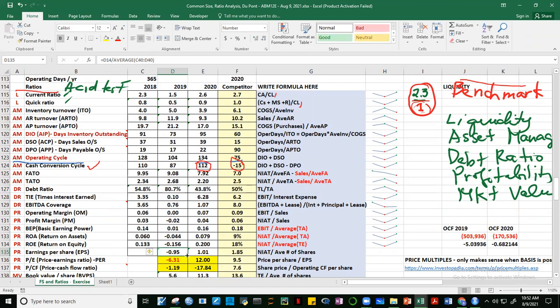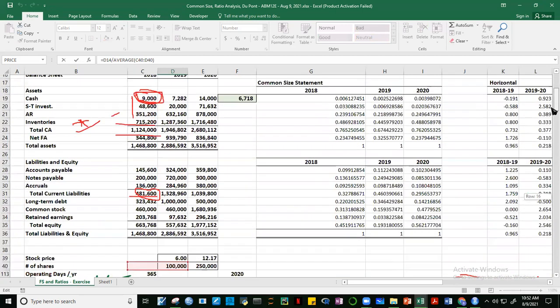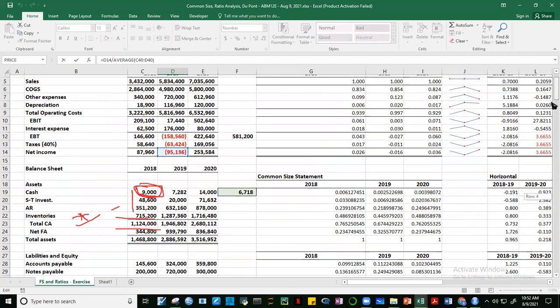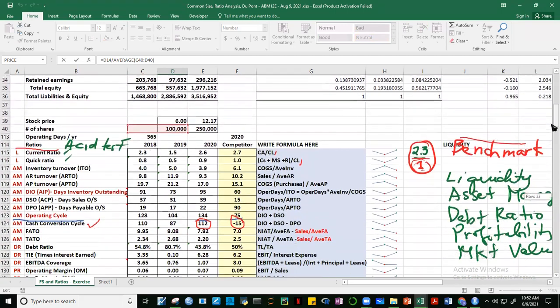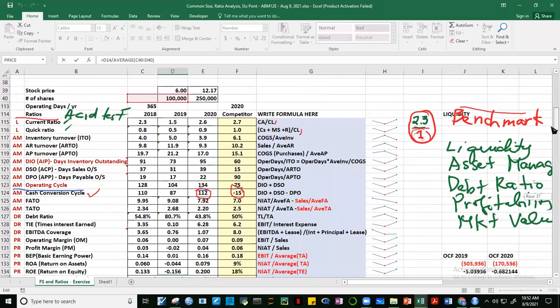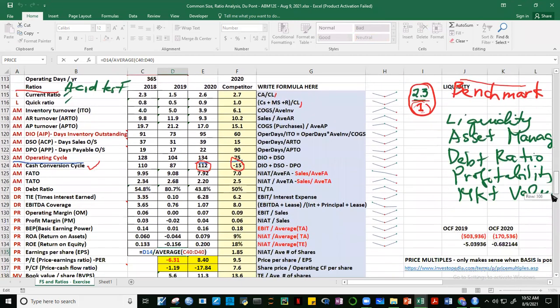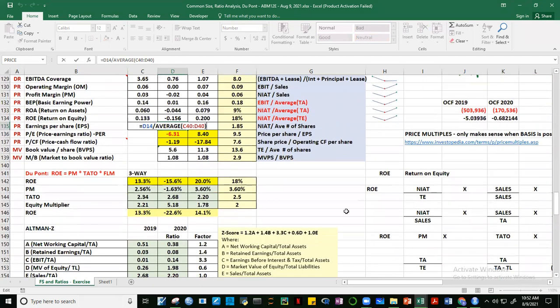Ay, 0.95, sir. Wait ha, sandali. Check ko po, ha. EPS is D14. That's the net income after tax ng D14. Tama, no? Then divided by average number of shares ng D40 at saka C40. So, ito. Yan. D40, C40 average. Okay. Kasi yung shares, number of shares yung inaano natin.